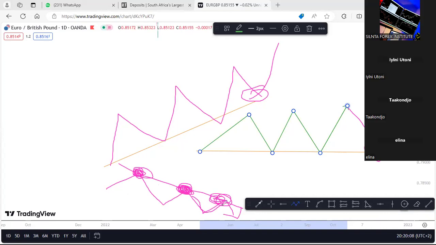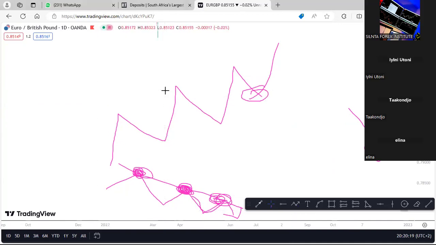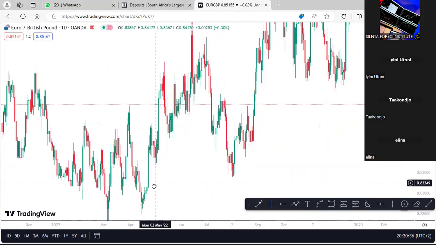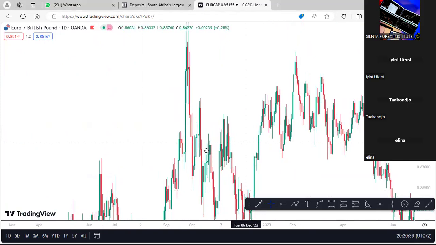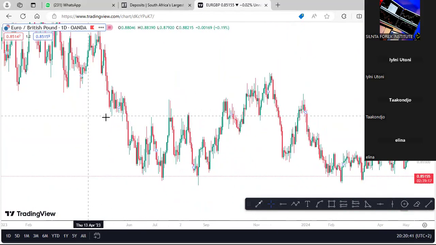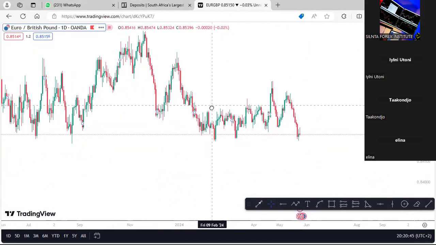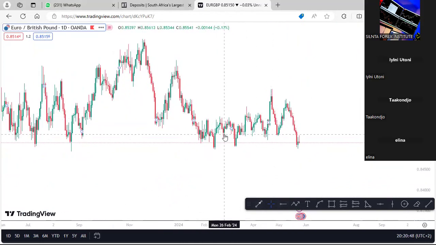So on the market, if we are to move to the chart, let me try to remove, what did I draw with? Maybe I drew with, okay. If we are to move to the chart, if you see here, let me switch to the 4-hour time frame.